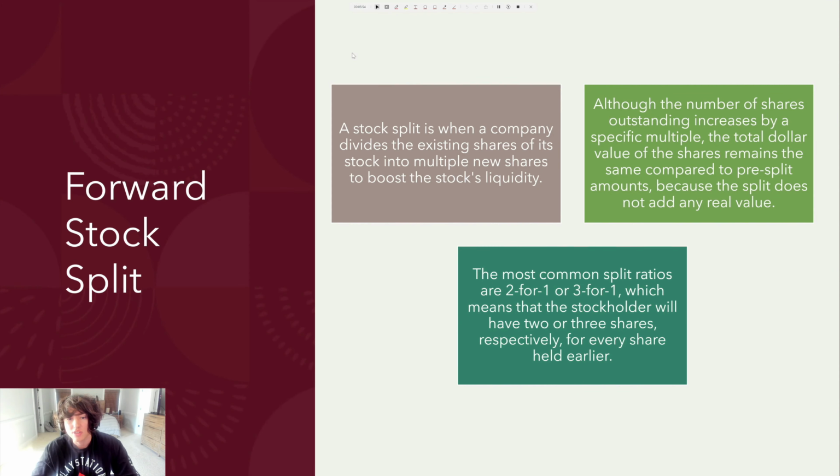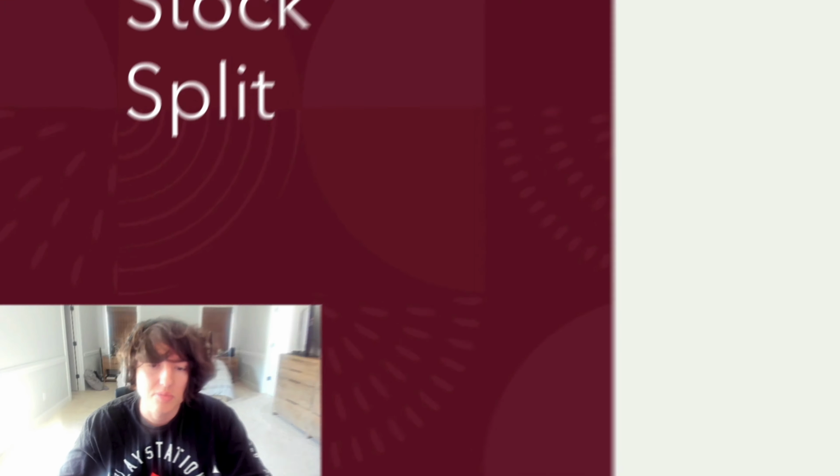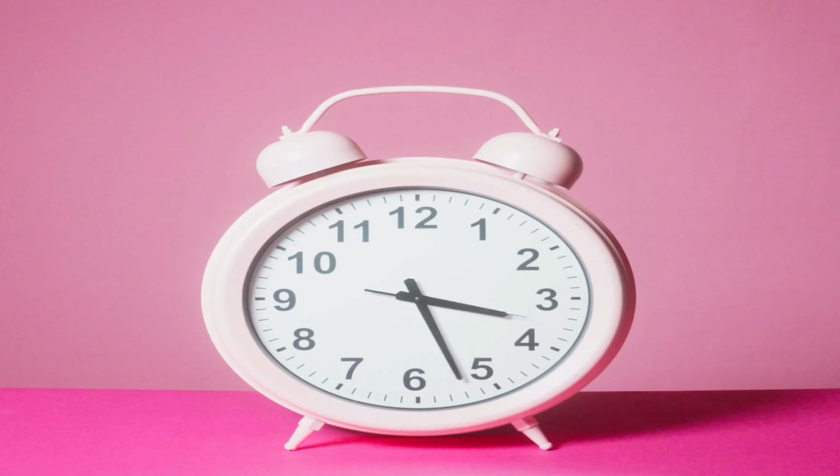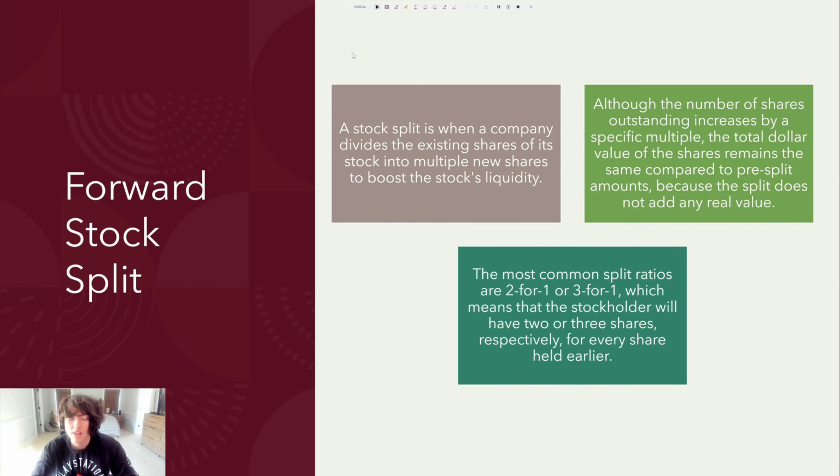Oftentimes, you may hear this as just a stock split. Sometimes someone may say to you, oh, they did a stock split. And you may think to yourself, well, is it a forward or a reverse? A lot of times people won't make the distinction. They'll just say a stock split, and they usually mean a forward split. Usually people will just say reverse split right off the bat, but it can be confusing in a conversation. You have to just kind of listen to context.